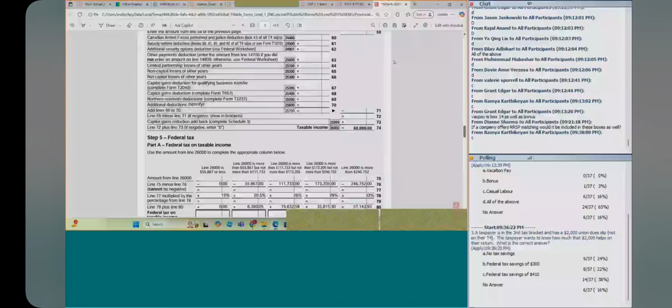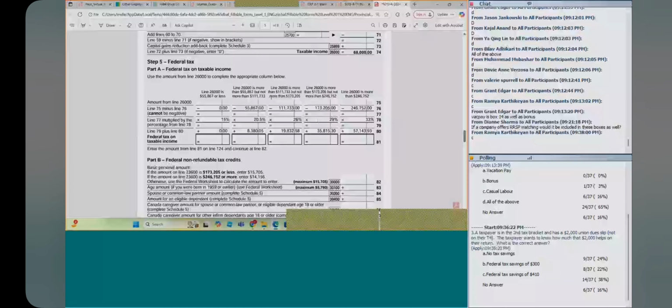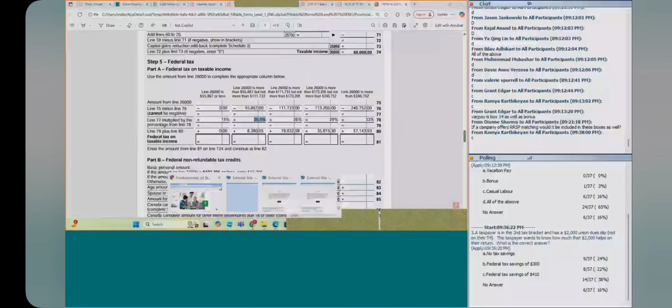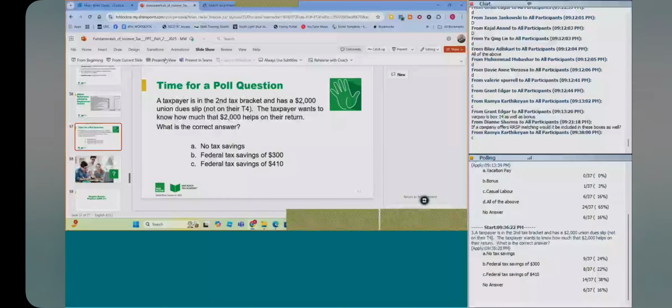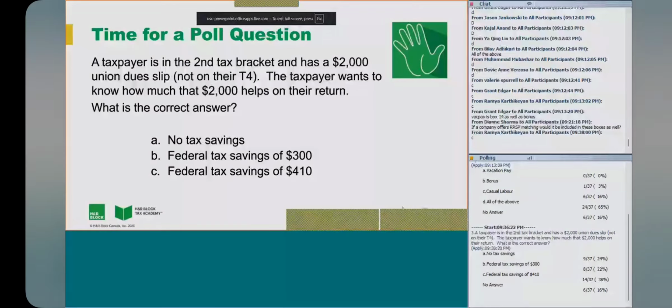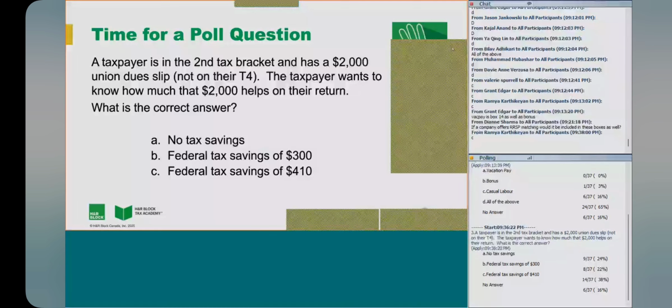The person does not pay tax on that $2,000, so they are saving effectively whatever the tax would have been on the $2,000. For amounts that are over $55,867, any dollar over that pays tax at 20.5%. Which means, remember, they're not paying any tax on that $2,000. If it were included in their taxable income, they would be paying 20.5% of $2,000, which would be $410. Right? So by claiming the union dues, this person saves $410 in tax.